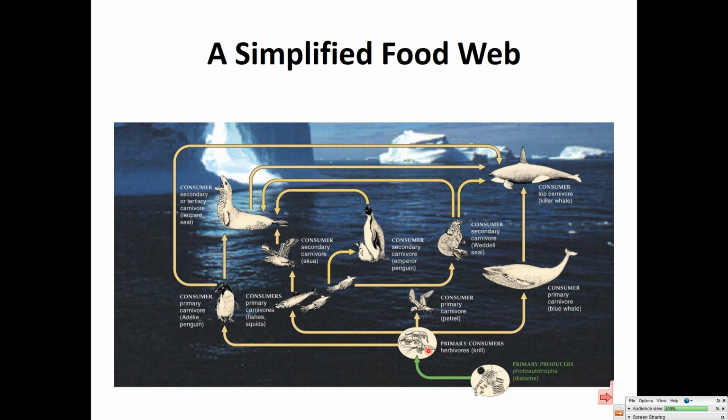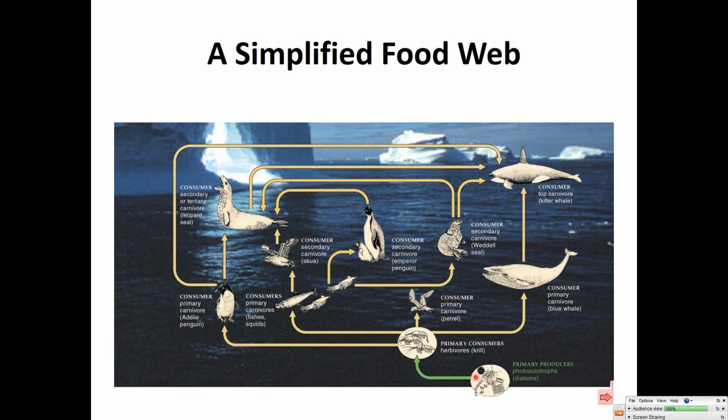Then you have all these secondary consumers, because they eat the primary consumers. So whales, birds, fish. Okay, then you have other secondary consumers that eat those secondary consumers. And then you have a top consumer, right? The top consumer eats other secondary consumers, but nothing eats it.